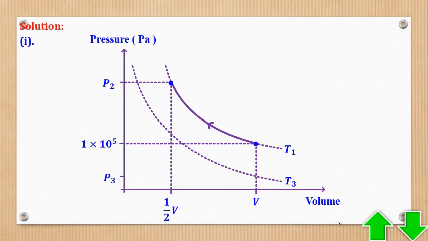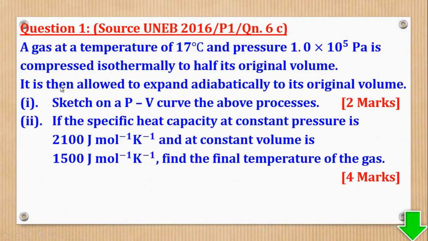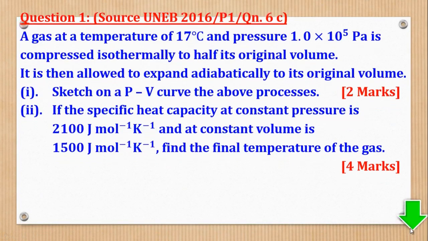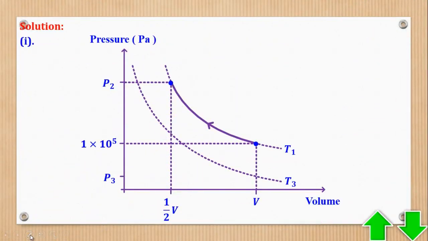Then from there they said it expands. Let's go back to the question. It is then allowed to expand adiabatically to its original volume. Expanding adiabatically means there is a change in temperature. So to move from this point to this point, the temperature has to change. It was initially T1, now it is T3, corresponding to P3. So we shall draw that expansion. Basically that is what they wanted in Roman 1.